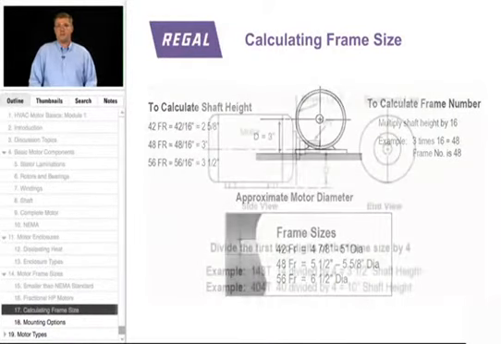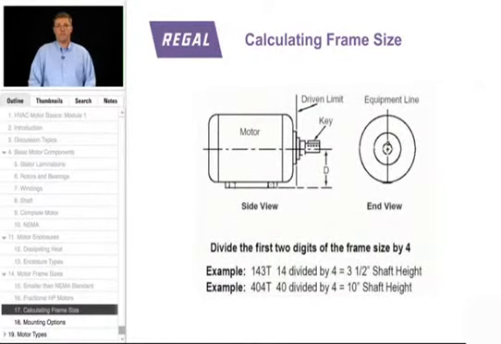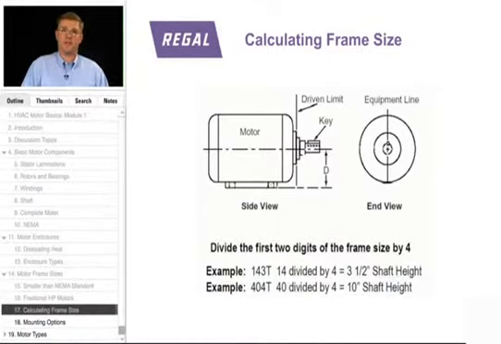On the larger NEMA T frame motors, 143T and larger, these motors also tell us center of shaft, but no longer in 1/16 of an inch. It's the first 2 digits of the frame size divided by 4. So a 143T frame motor, 14 divided by 4 is 3.5 inches. So we can determine the center of shaft by using that frame size.